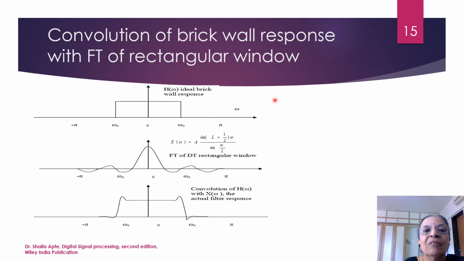So what happens in the frequency domain? This is a brick wall response that I expect. Now when I truncate, it gets convolved with the Fourier transform of the rectangular window pulse, and this is a sinc function. So the actual response that you get will have a ripple in the pass band, and it will have oscillations near the band edge of the filter. These oscillations near the band edge of the filter are what we call Gibbs phenomena, and this is occurring because of the truncation.